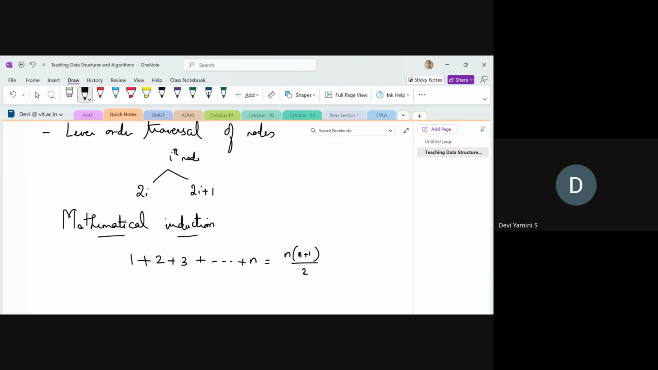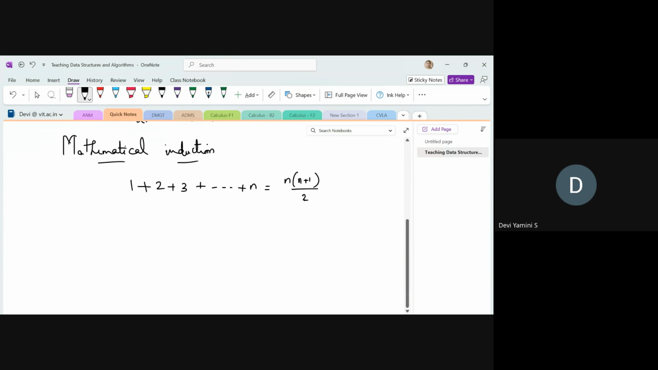We can prove this by mathematical induction. So what we do is, step 1 is nothing but the base case. So this we call it as the problem that depends on n. P of n is nothing but the statement. The whole problem, the statement that we want to prove, we call it as P of n.